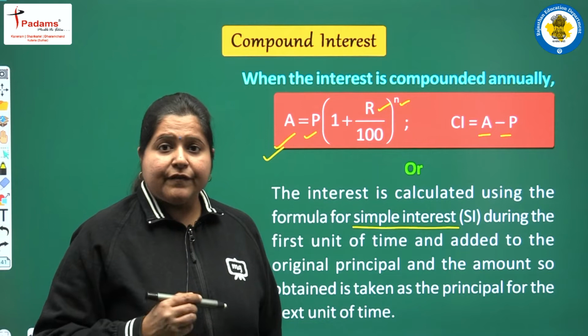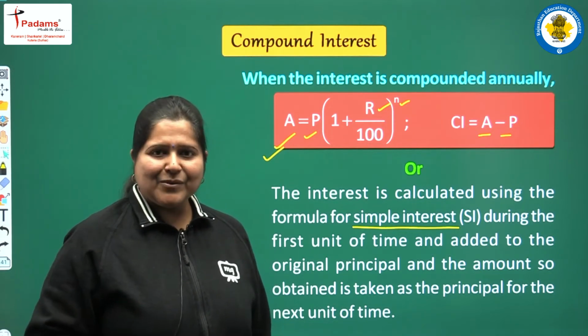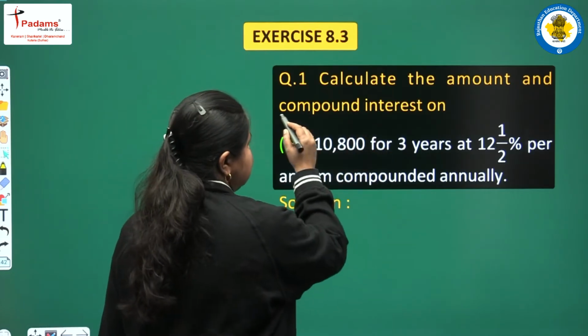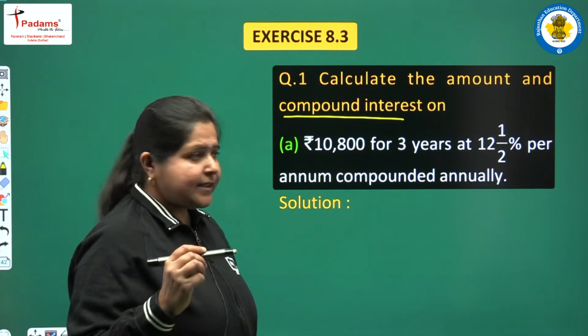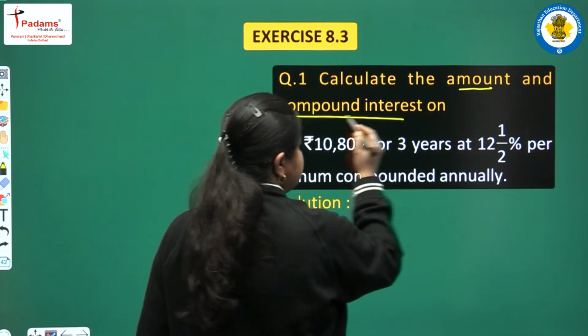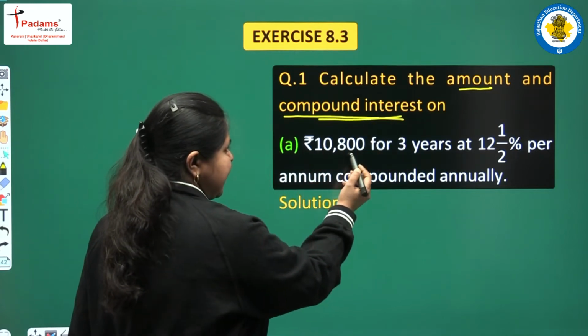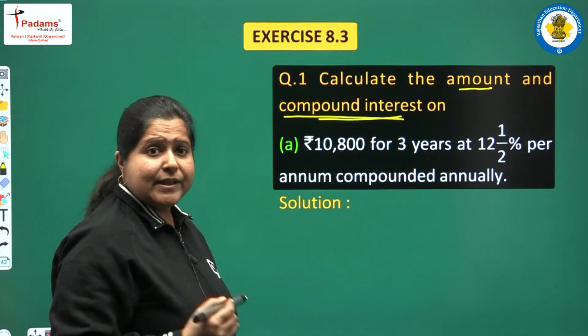Today we will be doing the first 6 questions of exercise 8.3 based on compound interest. The first question is, calculate the amount and compound interest on this given situation. We have to calculate both amount also and the compound interest also. And here we have rupees 10,800 for 3 years at 12.5% per annum compounded annually.